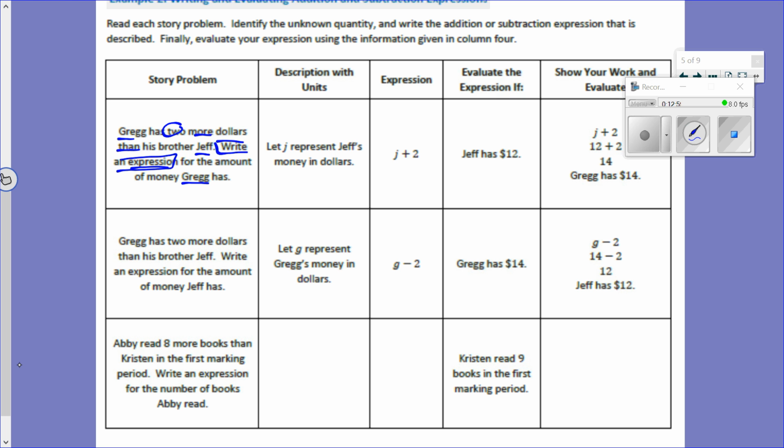Okay? So this is what we've been doing so far. Here's today's new step. Now we're going to tell you what Jeff has. So this is where we do what we call substituting.